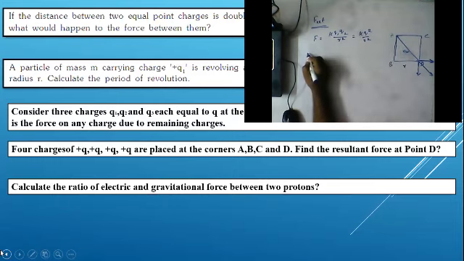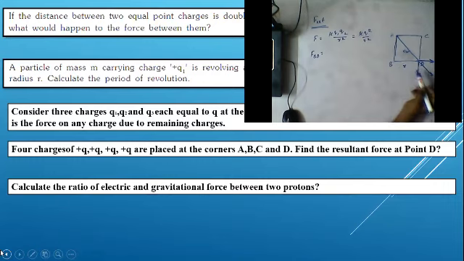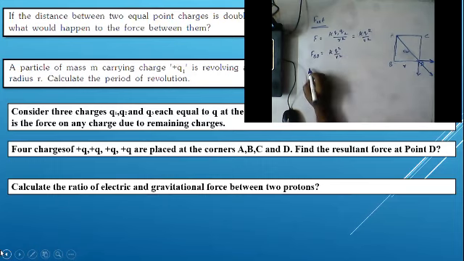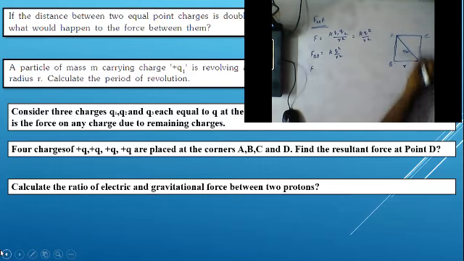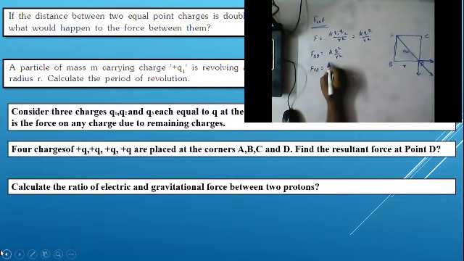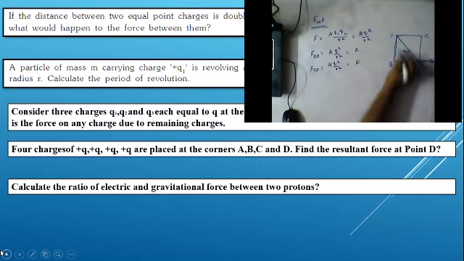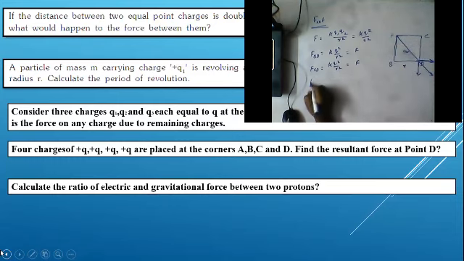First, the force along BD. F BD is equal to K Q square by r square, since here Q, here also Q, and the distance is r. Next, F CD can be written as K Q square by r square. So K Q square by r square can be written simply as F. So this value is F, and this value is F.